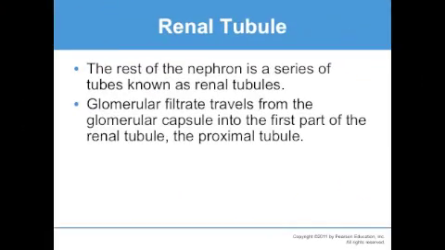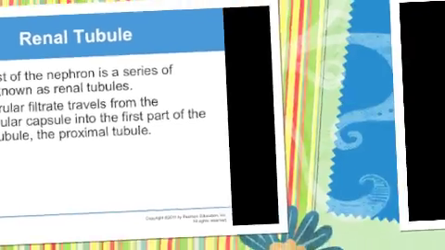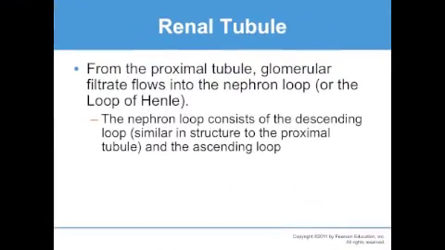Beyond the glomerular capsule, the rest of the nephron is a series of tubes that are referred to as renal tubules. Glomerular filtrate travels from the glomerular capsule into the first part of the renal tubule that is called the proximal tubule. Once the filtrate has made its way through the proximal tubule, the glomerular filtrate then flows into the nephron loop, otherwise known as the loop of Henle.